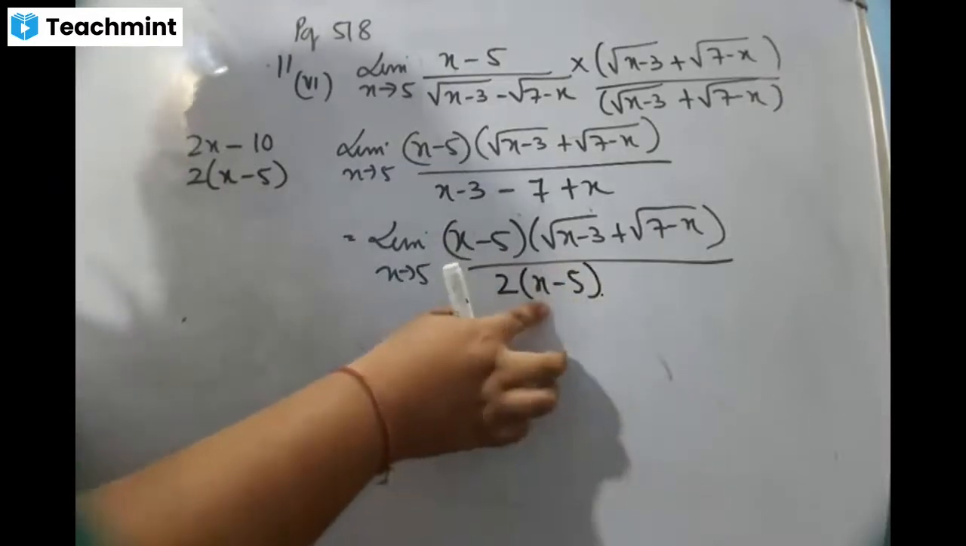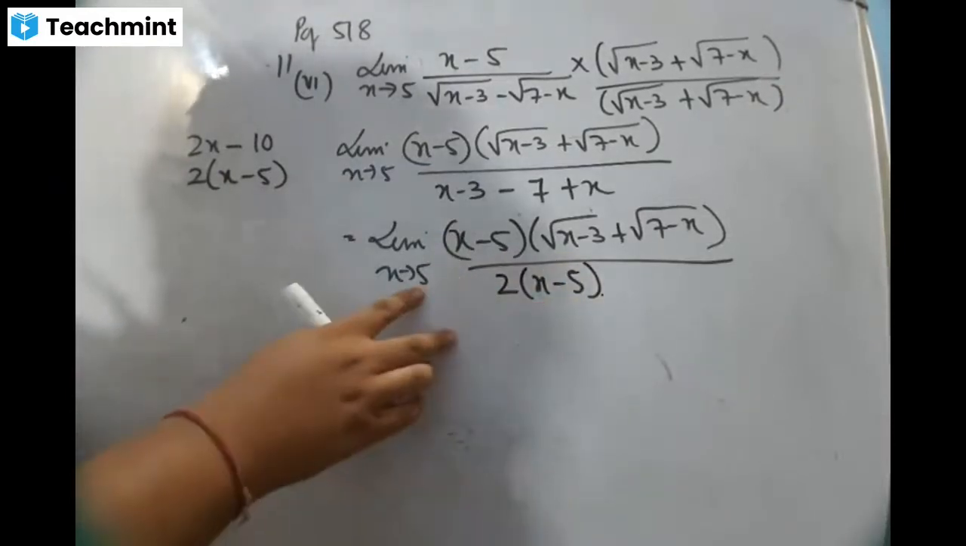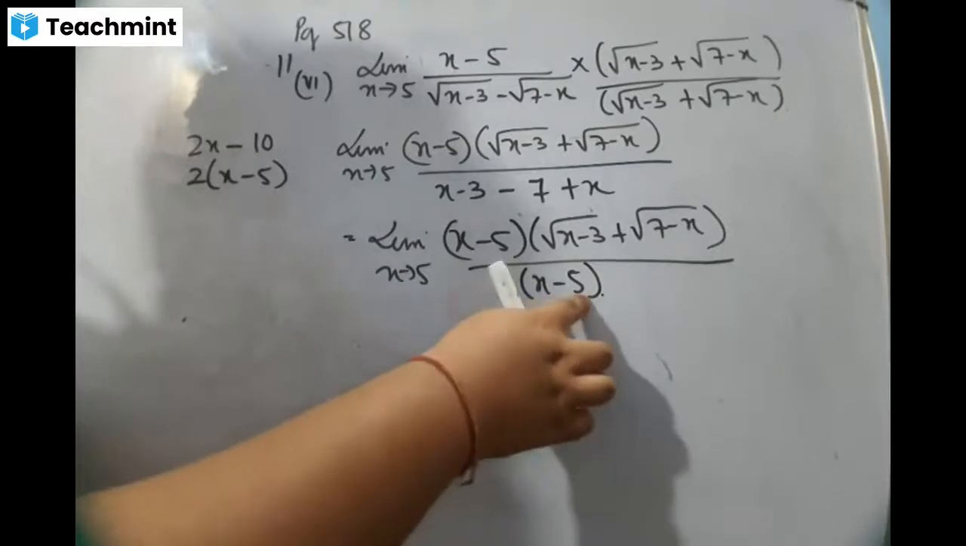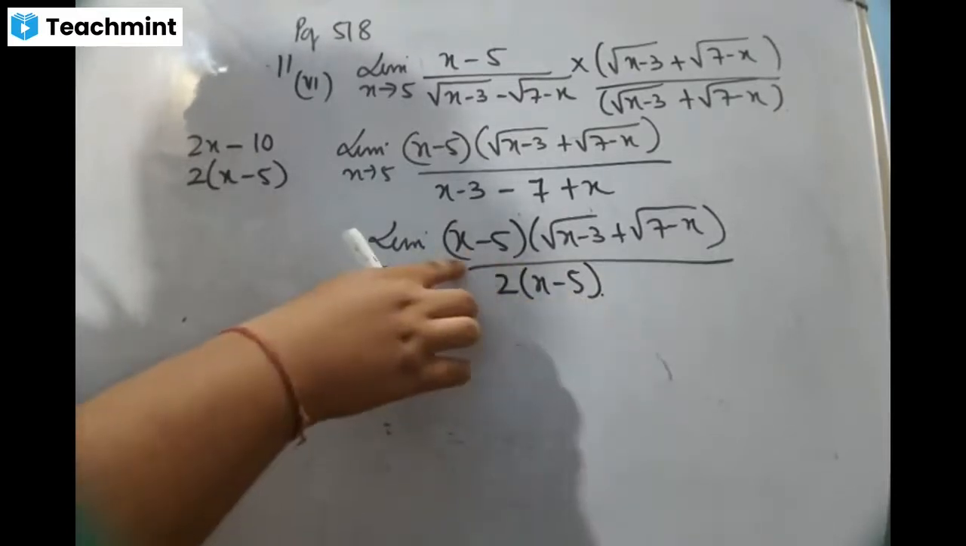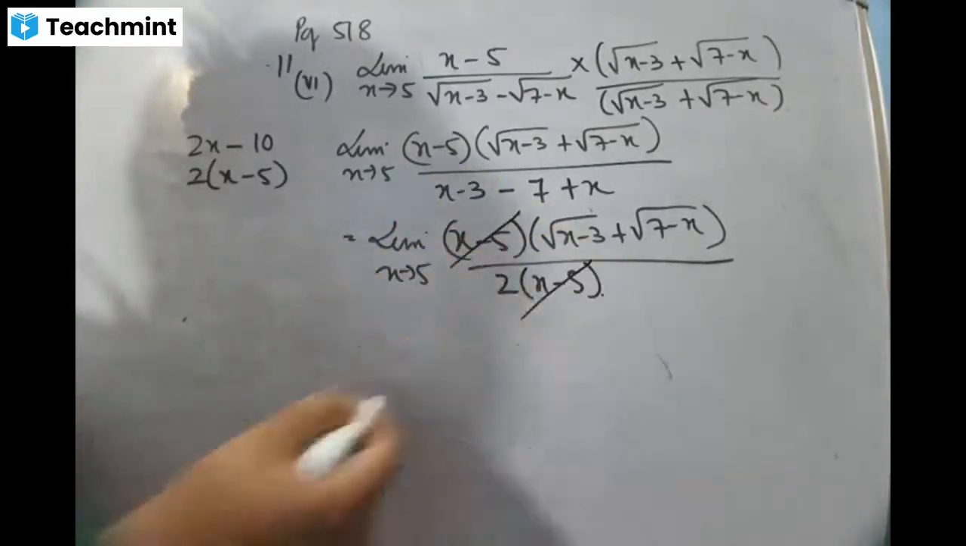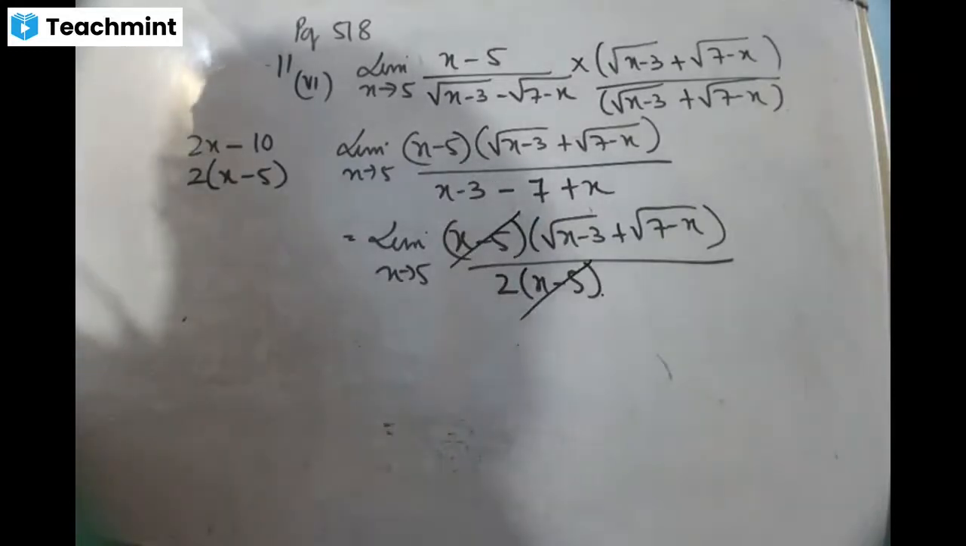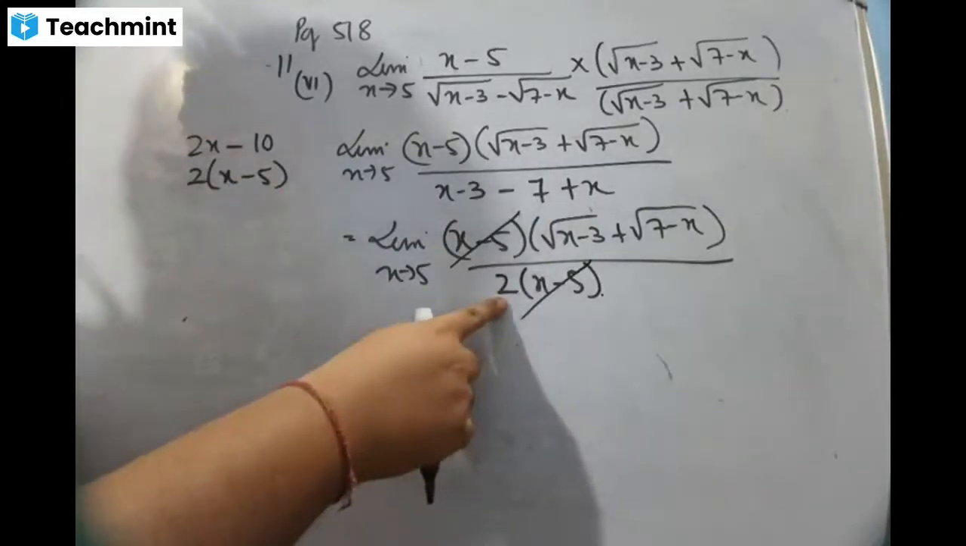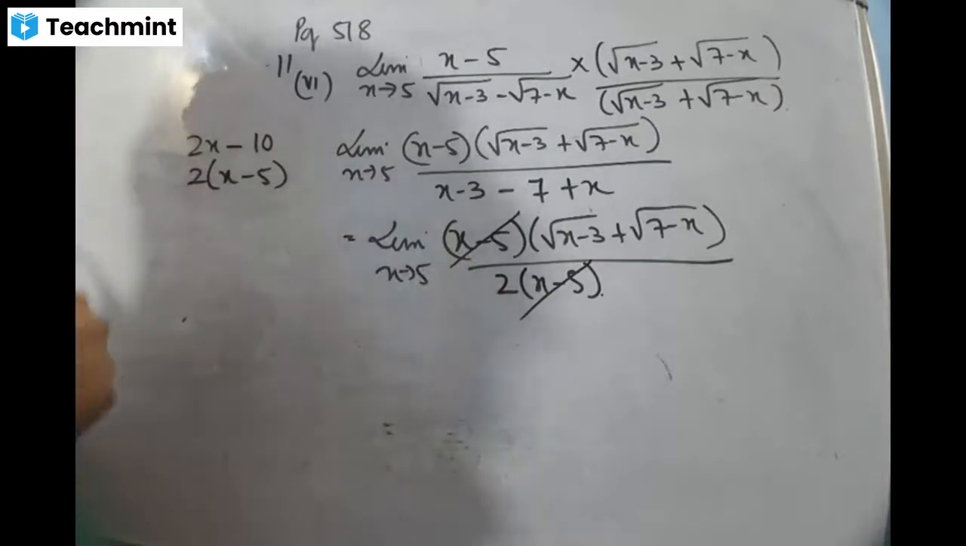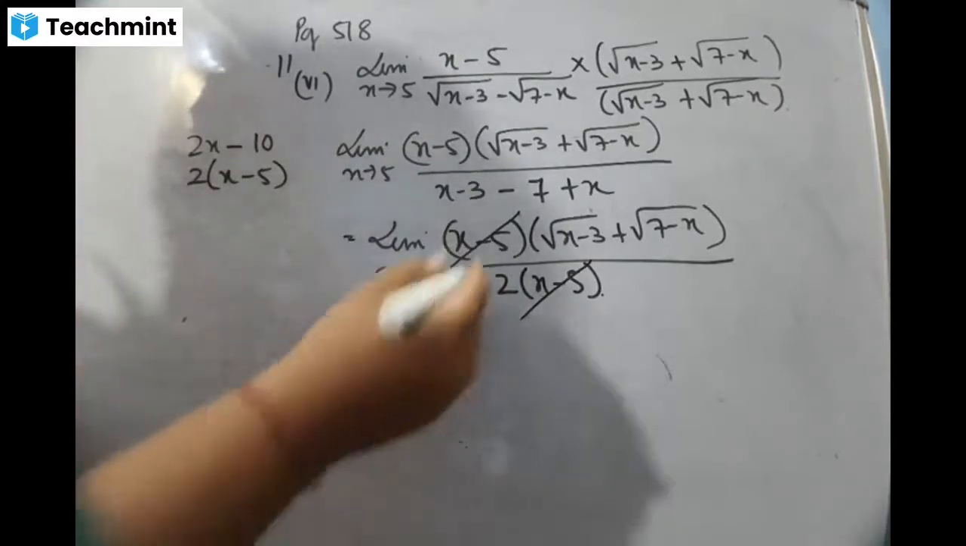So this is the part which is making the denominator 0, because the value of x is 5. So 5 minus 5 is 0. So see, fortunately we got the same value in the numerator. So x minus 5 and x minus 5 gets cancelled. What is left in the denominator? 2. That means no more you are going to get 0 in the denominator. So you simply have to put the value.